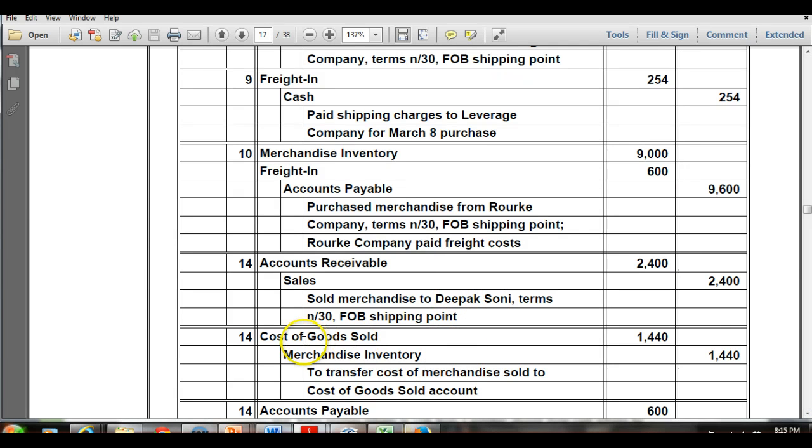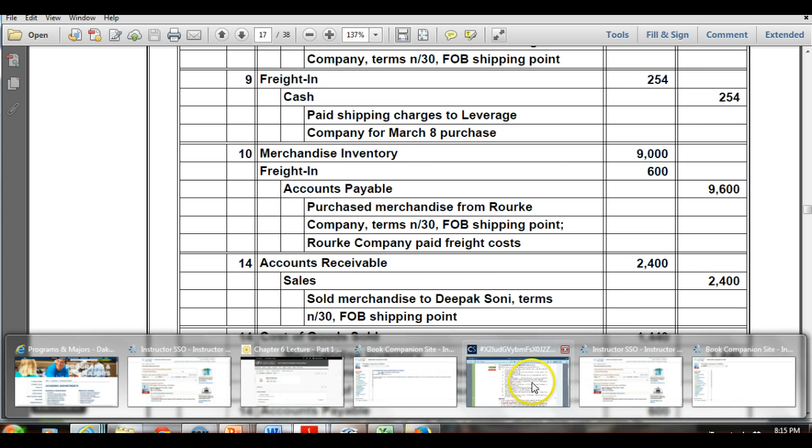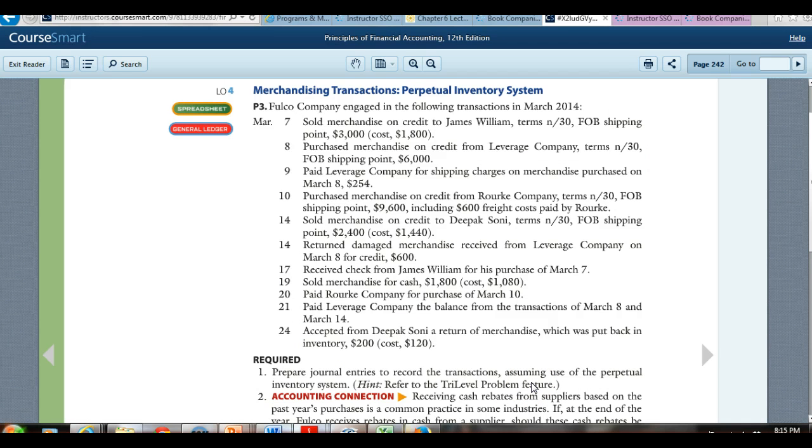Next, it says to us, sold merchandise on credit to Deepak Sony. Terms net 30, FOB shipping point. We sold it for $2,400, but it cost us $1,440. So I want you to look at the March 7th transaction, and I want you to try it. Okay? Tell me what you guys come up with.